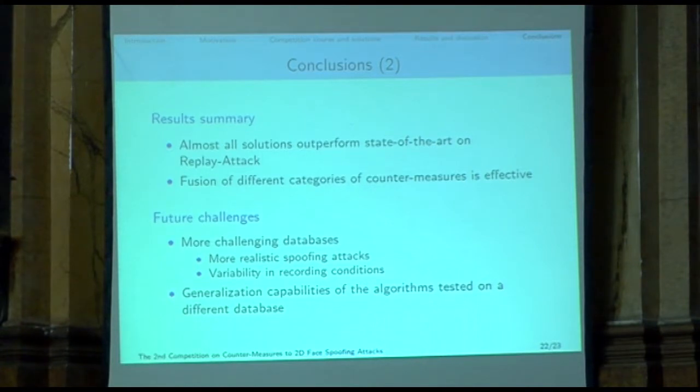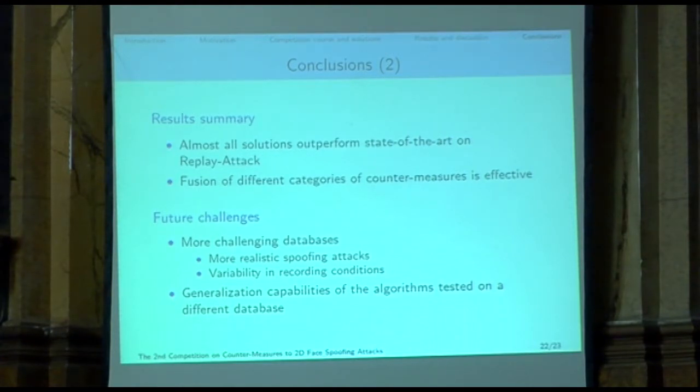So an important task for the replay attack database, but also for other face spoofing databases, will be to enhance these databases with more challenging samples. We can do this in 2 ways in particular. First, we have to introduce more realistic spoofing attacks or more challenging spoofing attacks. And another way we can do that is to introduce the variabilities which are typical for face recognition databases into the spoofing databases. Like, for example, variabilities in the recording conditions, in the illumination conditions, the devices that are used, the pose of the person, and so on.